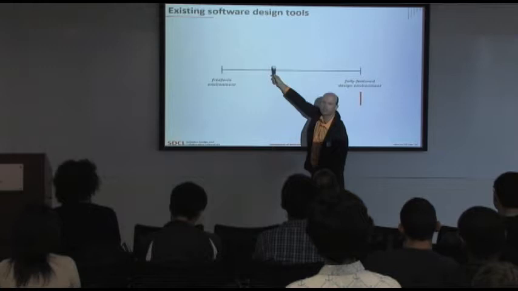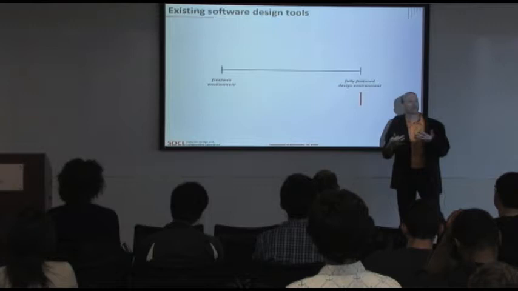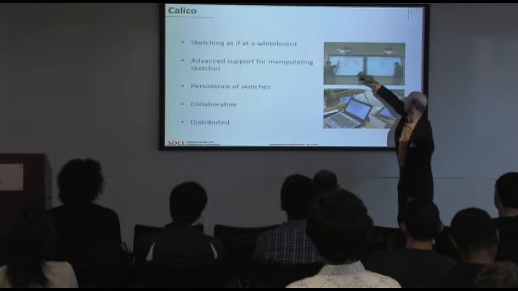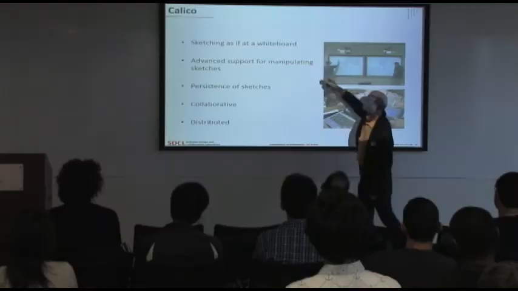So one that mimics the fluid creative experience at the whiteboard, but starts building support for you so you can manipulate those images and you can work with those images. So we built a tool called Calico. It's sketching as if on the whiteboard. These are electronic whiteboards. It works on a tablet, works on PCs nowadays too, because you can draw on them. You can sketch as if you're on the whiteboard.